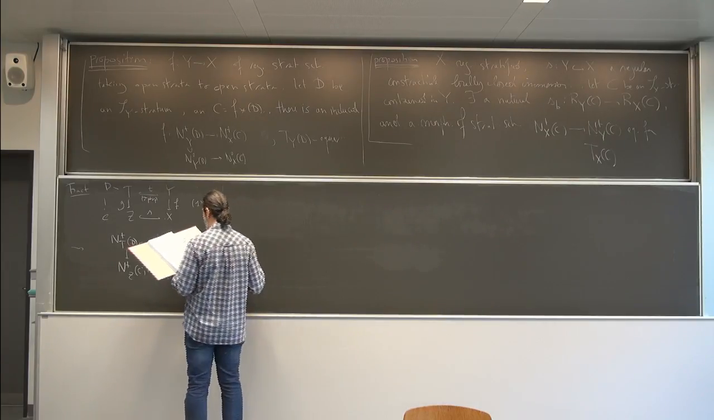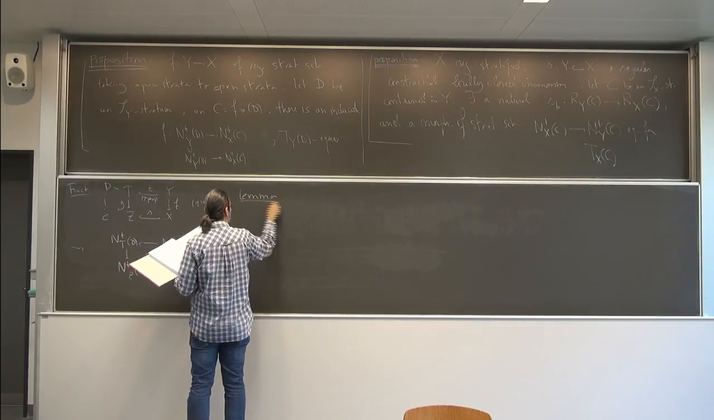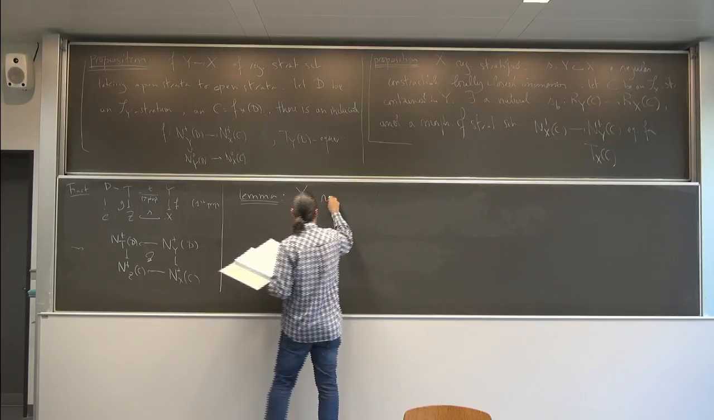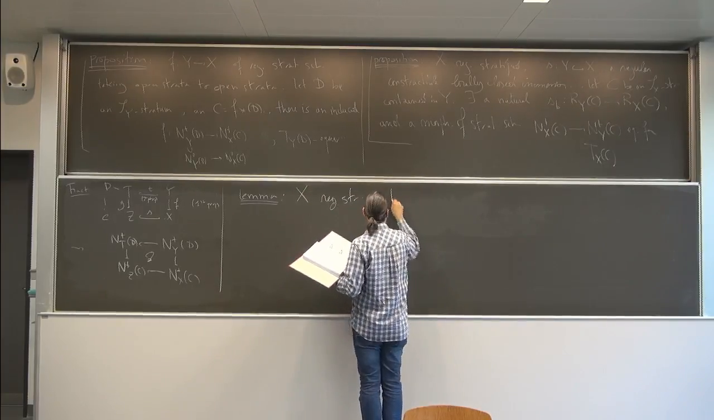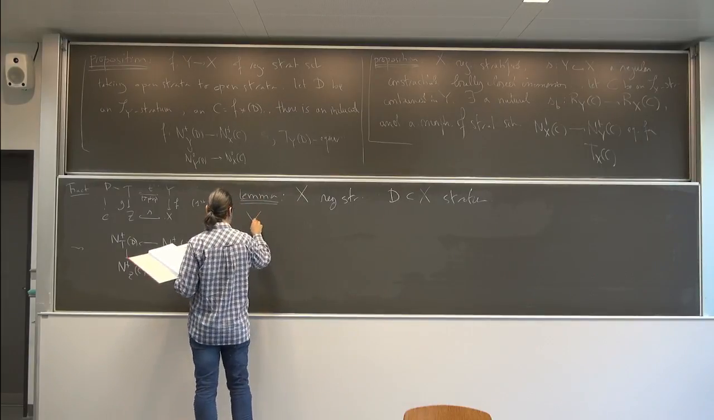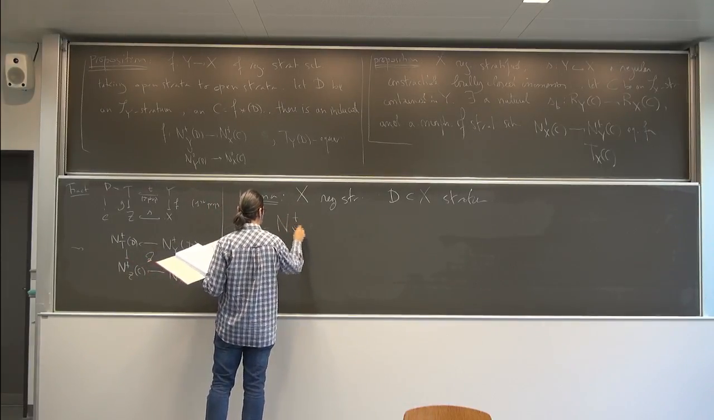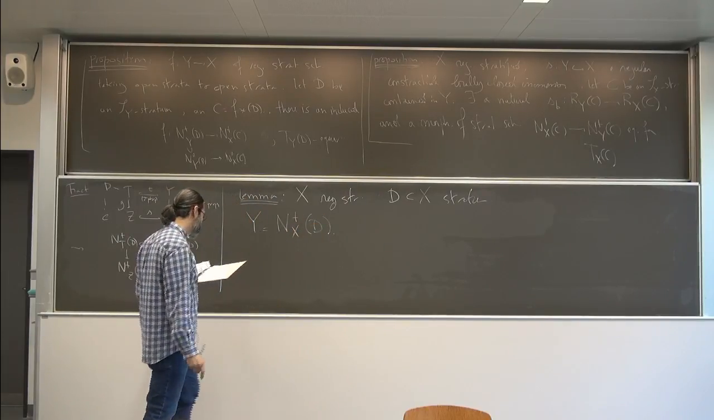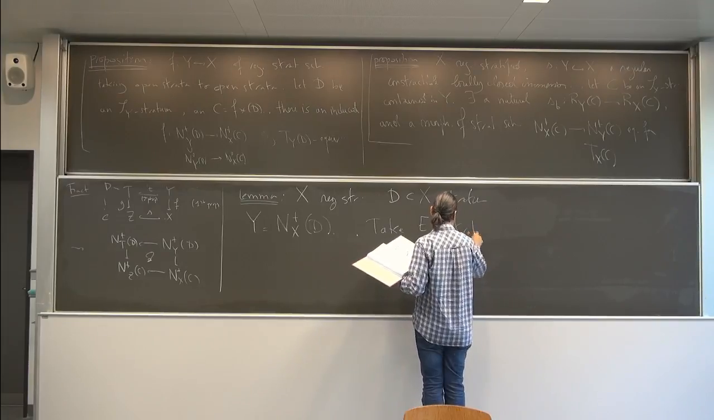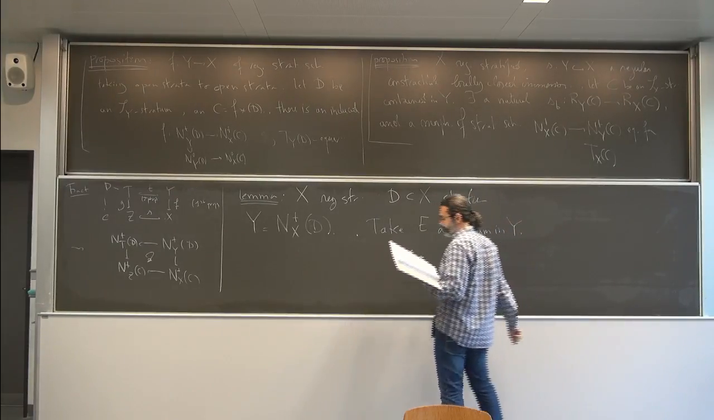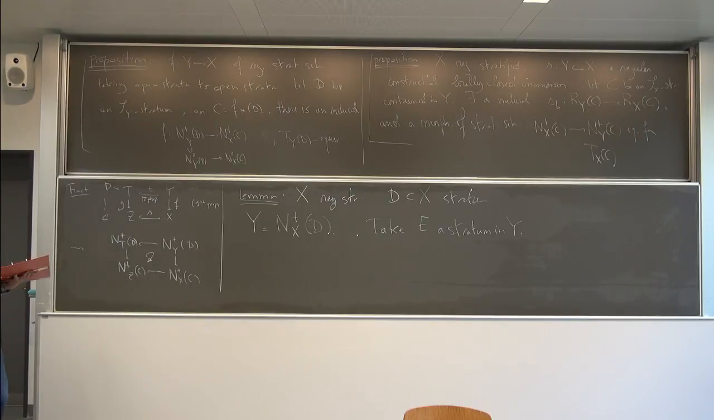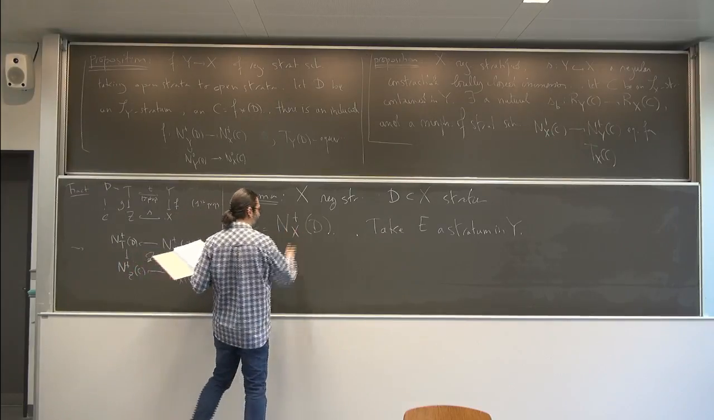Okay, so here's another lemma, maybe the last one about these kinds of functorialities. So here we take X regularly stratified. We take D inside X a stratum, and we define Y to be n plus XD. Then we take E a stratum in Y. Now this Y has a map to X and even more to the closure of D, right? So the closure of D is the base of this torsor.